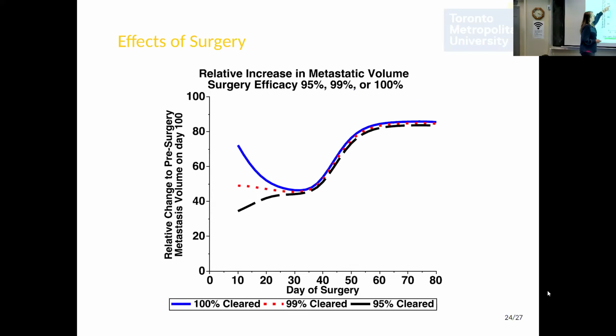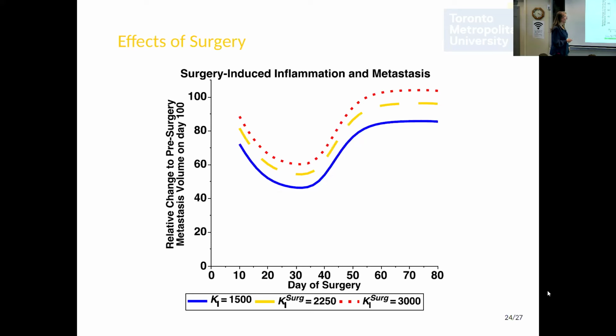So this is the effect of surgery day: if we do day 50 surgery or day 20 surgery, what is the relative change to the pre-surgery metastasis volume? You said that boost was about double, but it's not always about that. Depending on when you do surgery, we get this weird shaped curve, so there would be an ideal time to do the surgery where we would end up with the smaller outgrowing metastases.